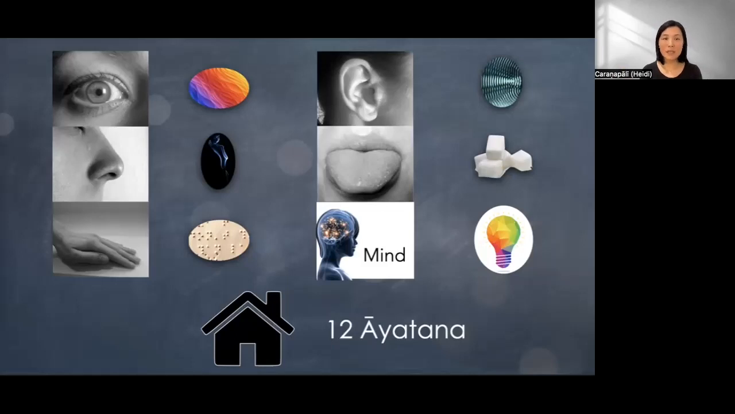Okay, you're welcome. All right. So until here, we have finished with the Āyatana. Shall we continue with the Dhātus? Everyone okay? All right. Okay, let's go to Dhātu then.